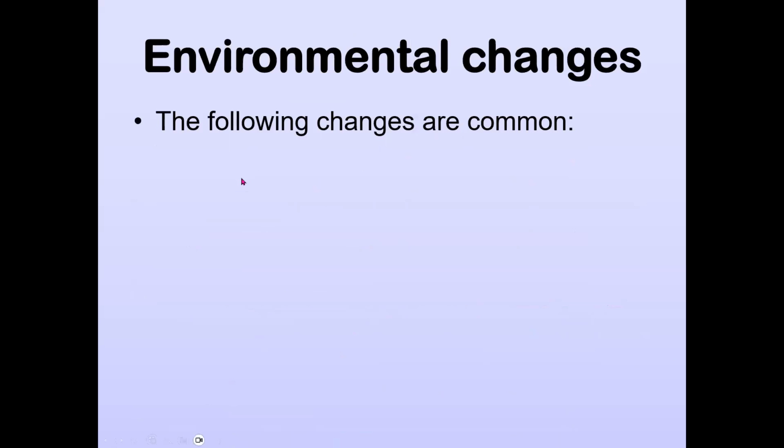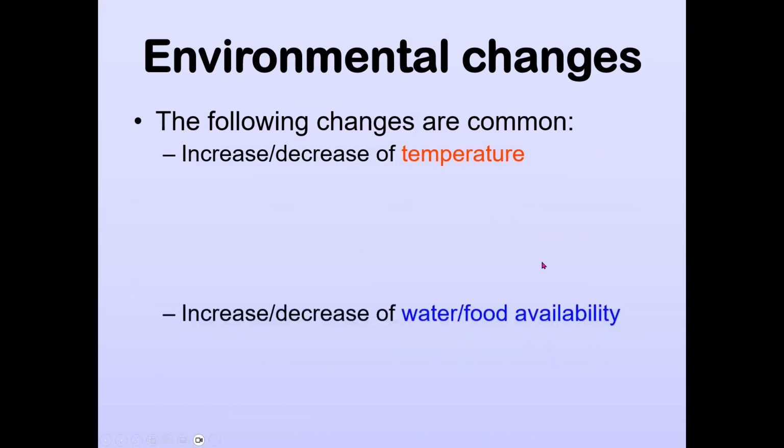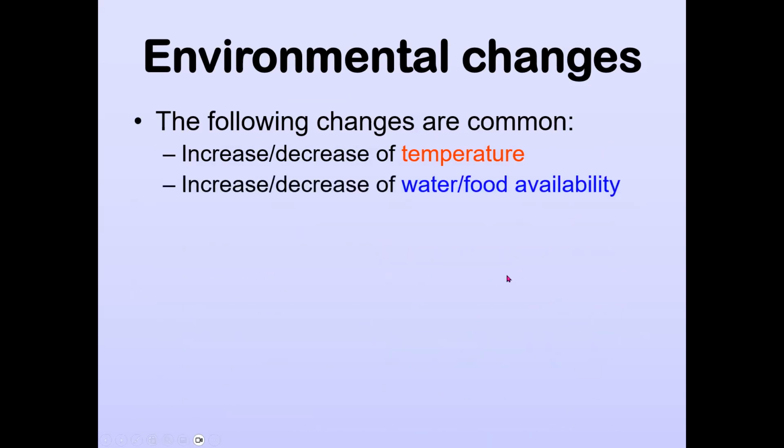So what sort of changes are possible? We have an increase or decrease in temperature. Now, we're not talking people here, because I've got the heating on at the moment. I'm cold. I can change the temperature in this room comfortably. We're talking about anything outside of humans. Increase or decrease of water and food availability. Increase or decrease of the population.